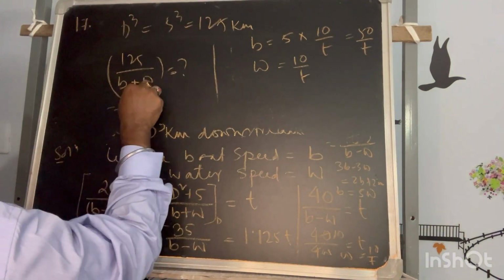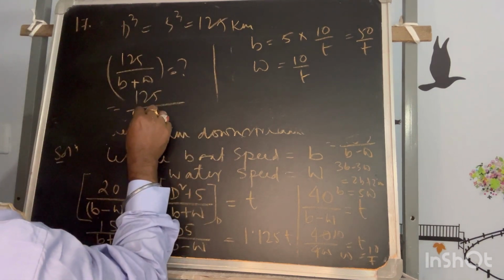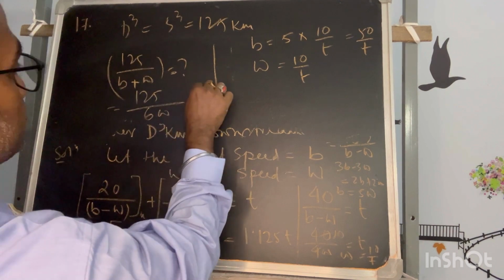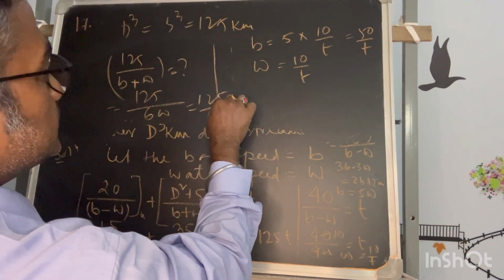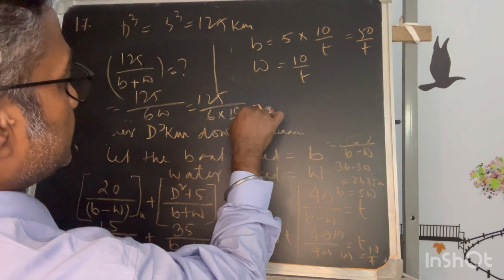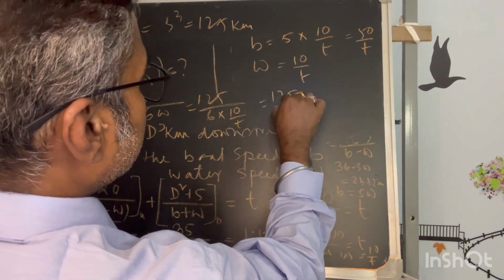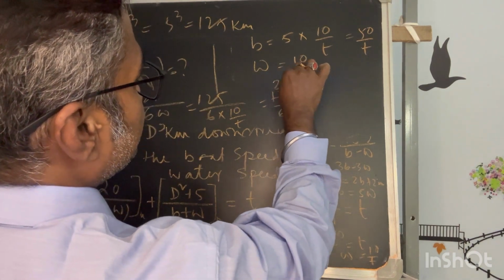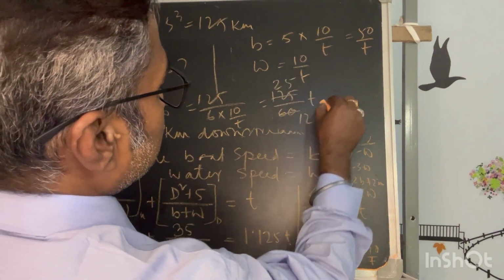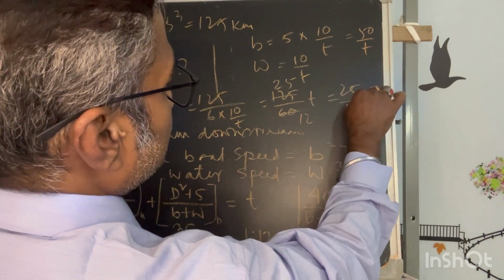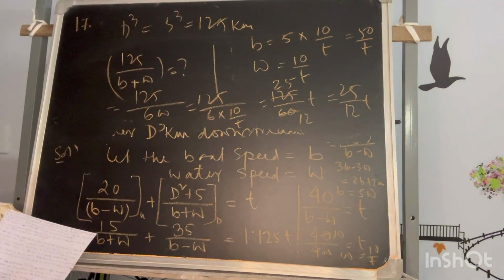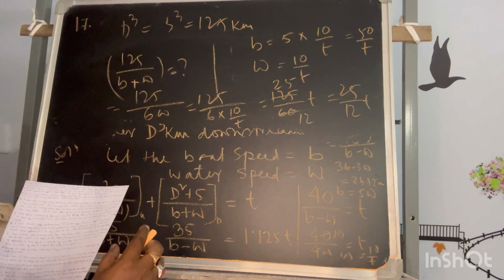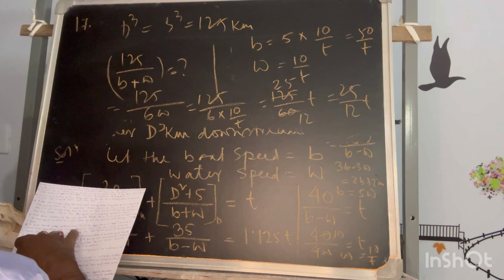So what is that? 125 by 6w, 6 into w, that's equal to 125 by 6 into 10 by t. So that is equal to 125 by 60 into t, which is 25 by 12 t. That is the time required. So that can be expressed in t only, and everything else is calculated in terms of t.